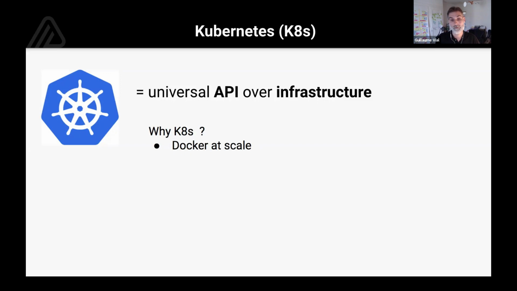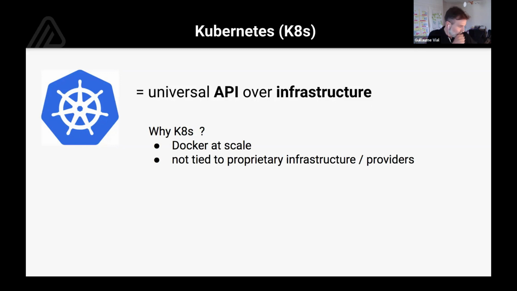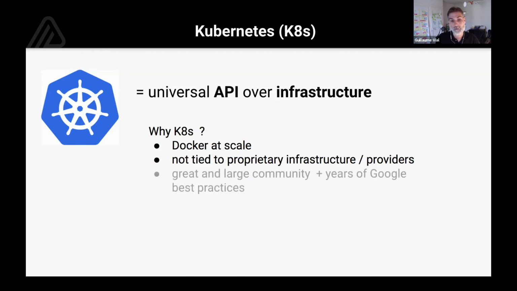You have to put a lot of things around it, and Kubernetes is really a solution to put Docker at scale and to be able to do much more with Docker. And the idea behind it is, as it's an API, it's kind of an interface over your infrastructure. It's not tied to a proprietary infrastructure like AWS or Azure. It's just a level of abstraction between your application and the engine behind.